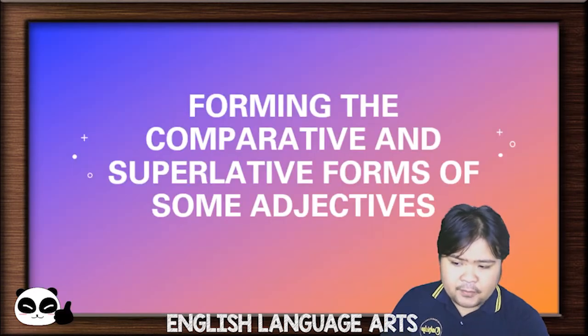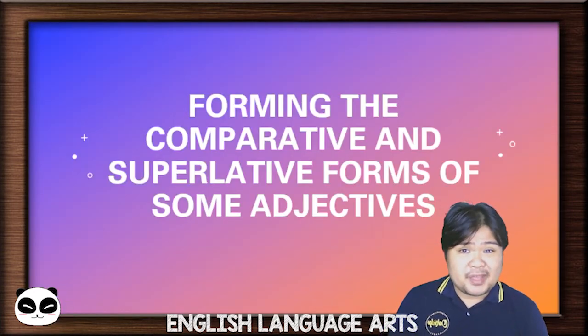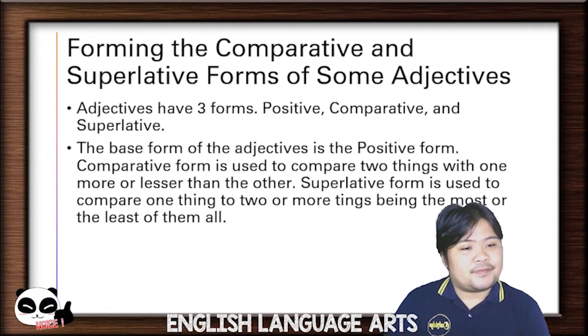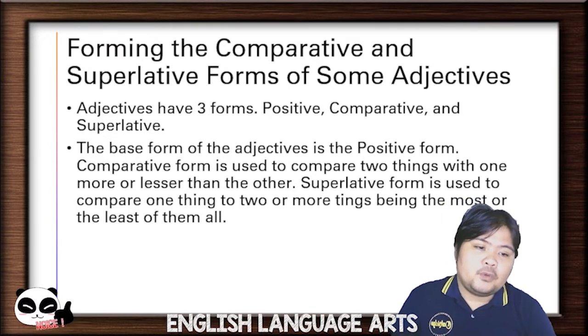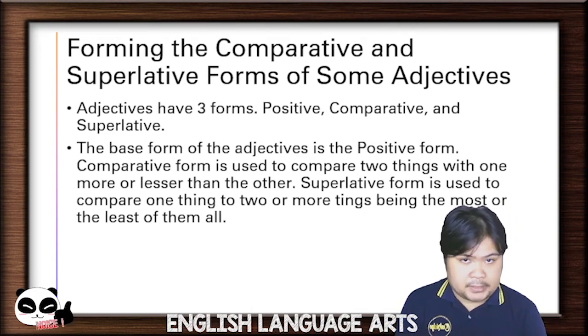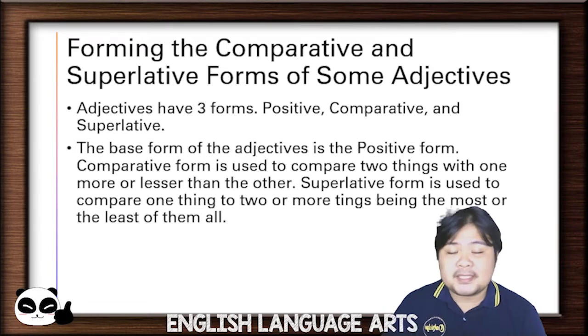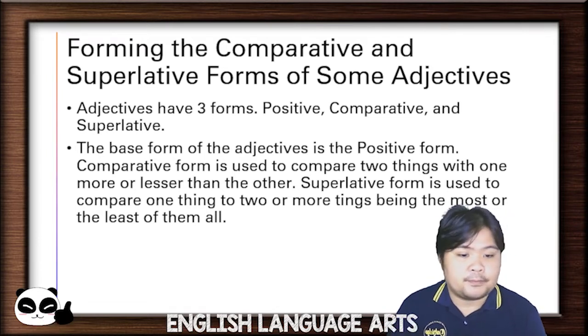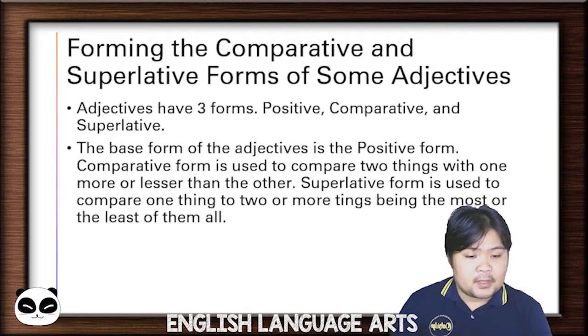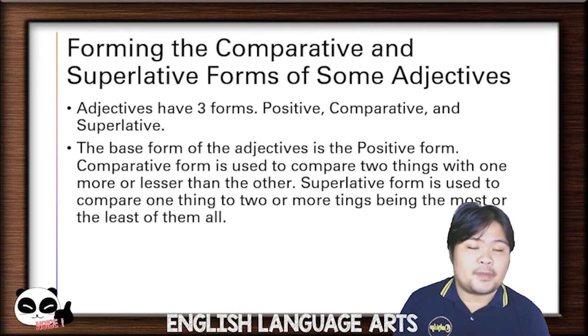But what about if you'd like to compare two things that are different, or three things that are different? When you would like to do that, you have to first understand that adjectives have three forms. Basically, you have the positive, the comparative, and the superlative form. The positive form is the base form of the adjective. These are adjectives in their simplest form. You're not doing anything with them.